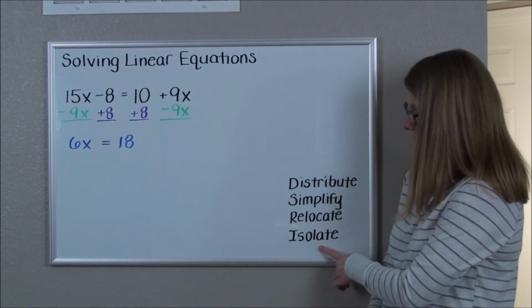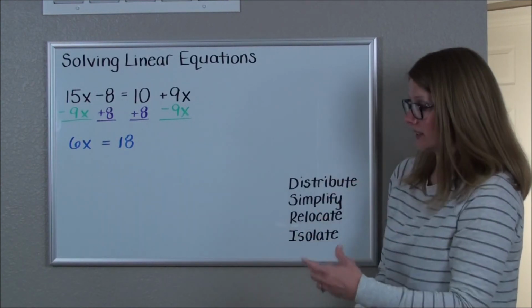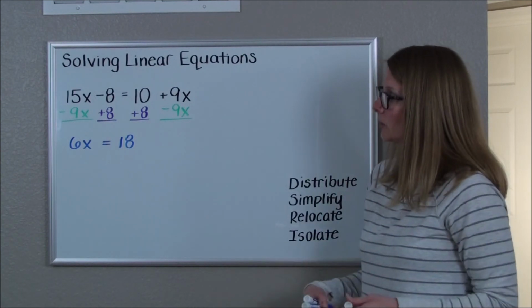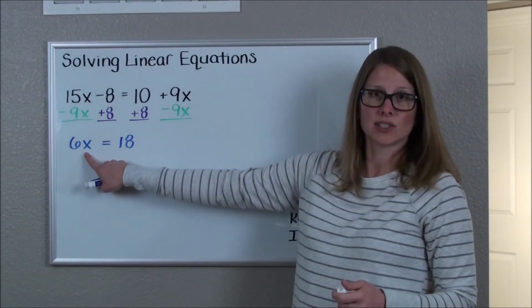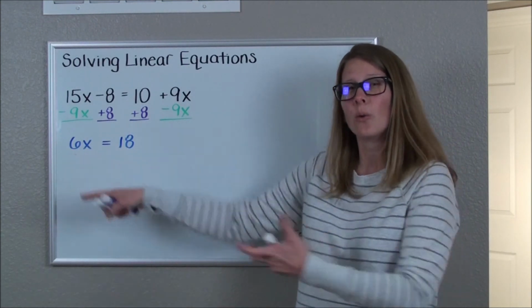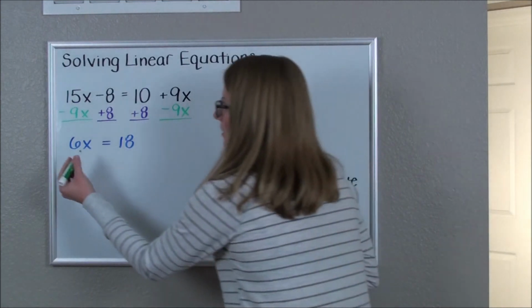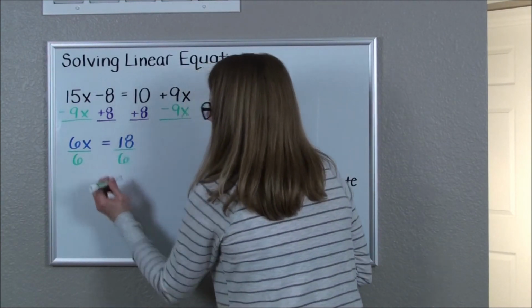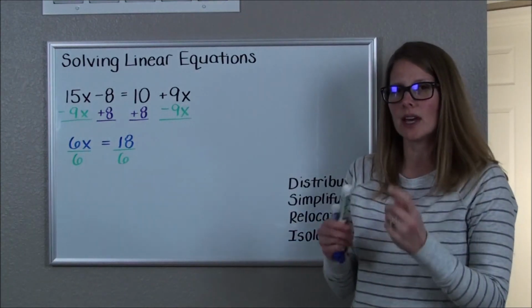And so now I'm in that last step of isolate. I want the x totally by itself. I want to know what does x equal. Right now there's a 6 attached to that x, and as a coefficient it is attached with multiplication. We're going to detach it with division. So as you're moving things around and detaching things, you're always going to use the opposite operation.